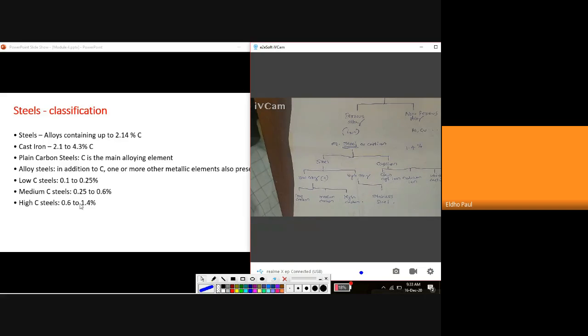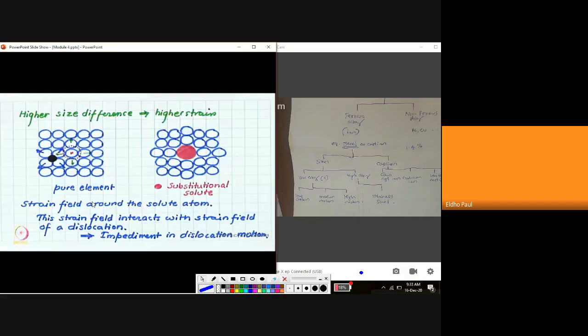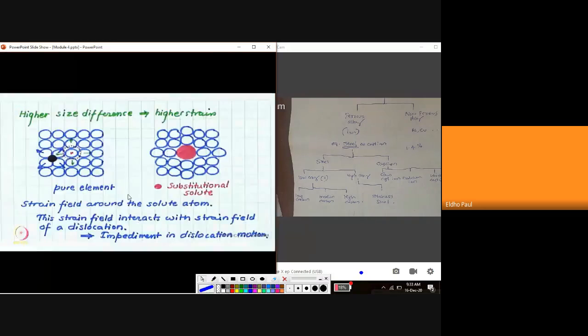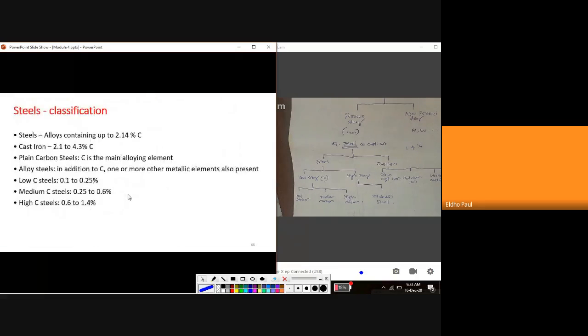Theoretically, we can add up to 2.14 percentage of carbon for a steel, but we limit it to 1.4 percentage. In case of high carbon steel, we add only up to 1.4 percentage to limit the brittleness of the steel. So in most practical or engineering applications, we limit the carbon content in the steel up to 1.4 percentage. That is called high carbon steel. Okay, so this is the classification of steel based on the carbon content and the different alloy elements.